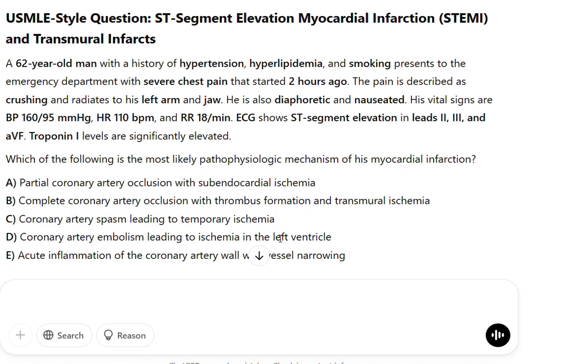A. Partial coronary artery occlusion with subendocardial ischemia. B. Complete coronary artery occlusion with thrombus formation and transmural ischemia. C. Coronary artery spasm leading to temporary ischemia. D. Coronary artery embolism leading to ischemia in the left ventricle. E. Acute inflammation of the coronary artery wall with vessel narrowing.